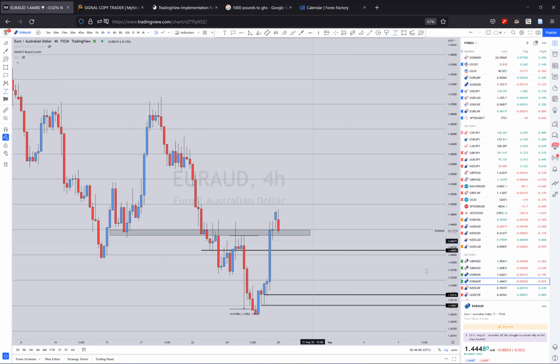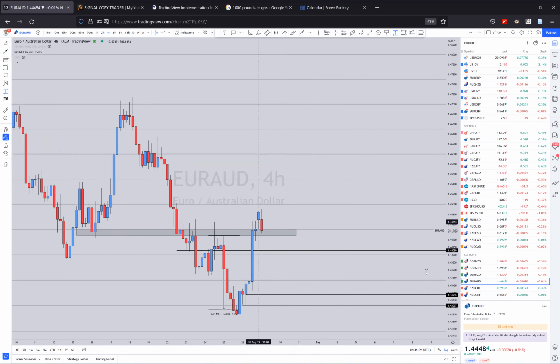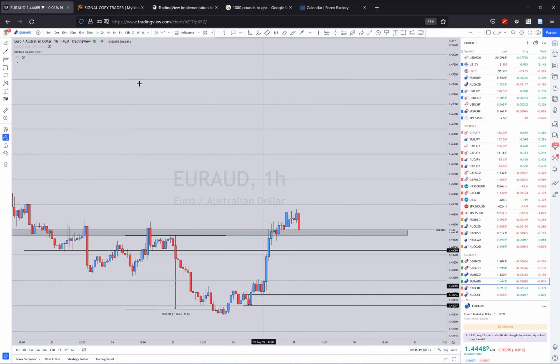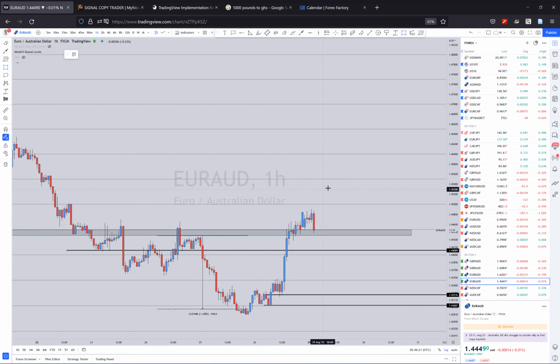That would translate to a similar push on Euro AUD. So Euro AUD, there's a level sitting here that I was keeping an eye on Friday. Yep, we already tapped into that level, but we still have the potential for price to push down into the level again.